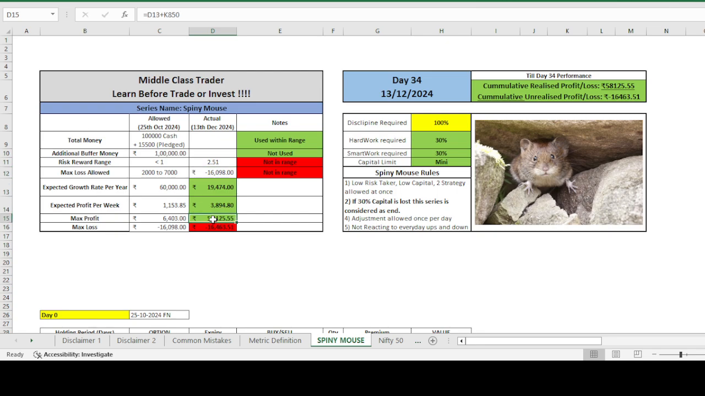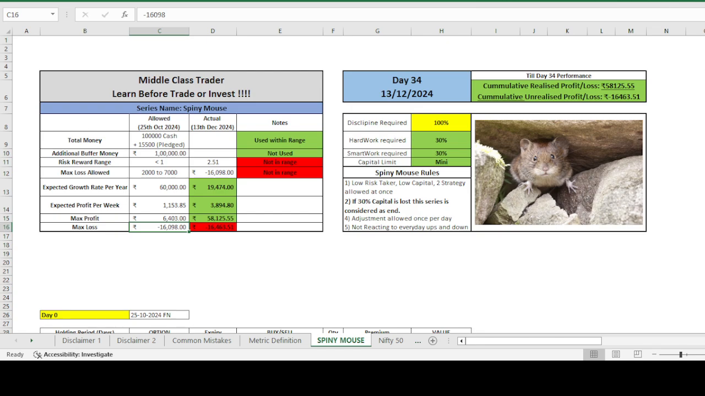And this is the last month profit, and this is the cumulative, like this 34 days profit, and this is the 34 days unrealized loss, and this is the maximum loss and profit as per the current position, that is the latest position, and it's not the full position again. And you can see the same value will be there, 58,125.55 and minus 16,463.51.